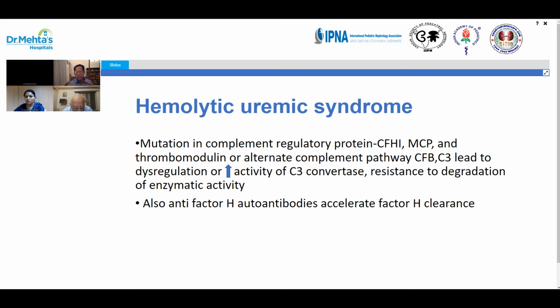What happens? Because of this regulatory mechanism abnormality, C3 convertase persists, so complement activation persists. So this inflammation is persisting. Also, there is an anti-factor H antibody. This anti-factor H antibody accelerates the clearance of factor H. Factor H is important particularly to maintain the integrity of the blood vessels. So because of this antibody formation, there is an increased number.